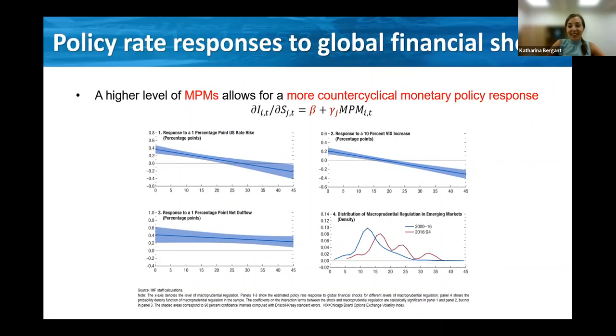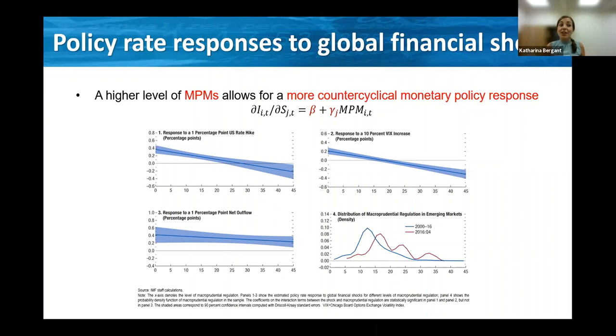So here you see the results. We plotted them again, and again you see the estimated response of the domestic policy rate to the global shock as a function of the level of macroprudential measures. According to the equation I showed you before, the estimated monetary policy response to a shock will be beta plus gamma times the macroprudential level. In chart one, you see the estimated policy response to an increase in the US rate as a function of the macroprudential level. For very low or low moderate levels, up to around 20 of macroprudential measures, countries actually tend to increase their own policy rate in response to the increase in the US policy rate. However, this estimate becomes increasingly smaller as the level of macroprudential measures increases and becomes insignificant starting at around the level of 20.